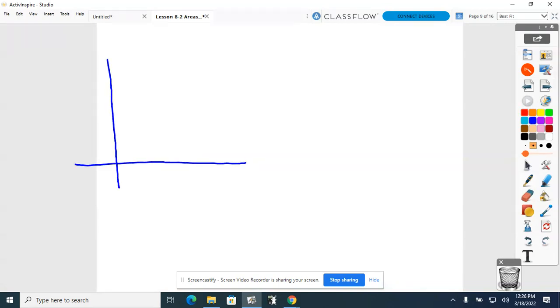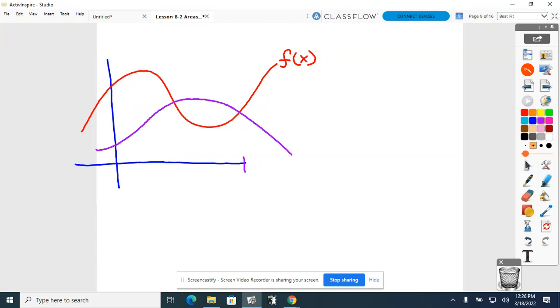If you have two functions doing weird different things, we've got f of x, and then we have a different function. I don't want blue, I want a different color. g of x is doing this, and let's say that's 5, and I want to find the area between f and g. So what am I looking for? I'm looking for this area plus this area, right?